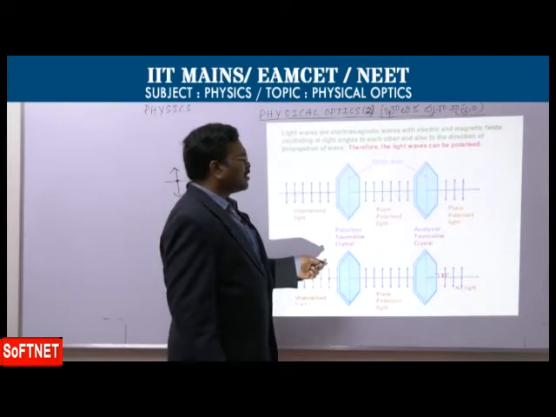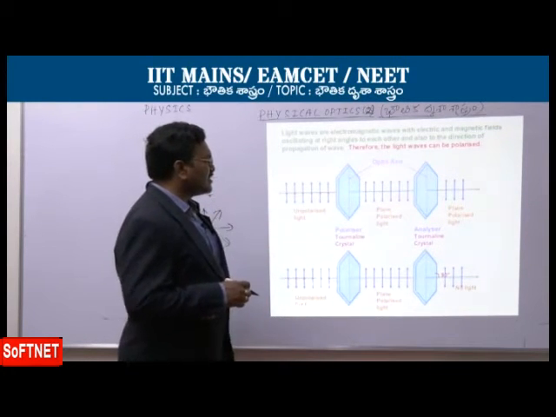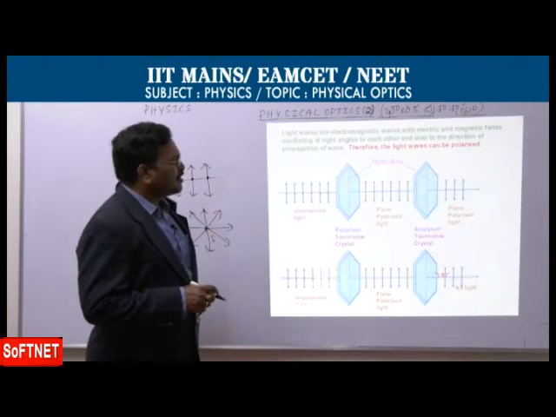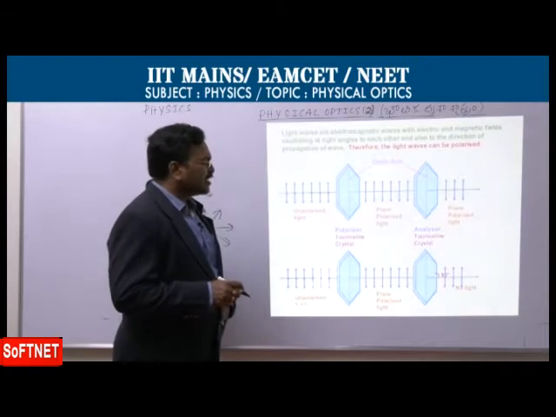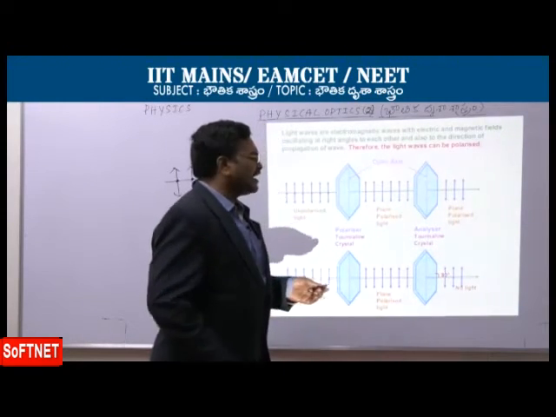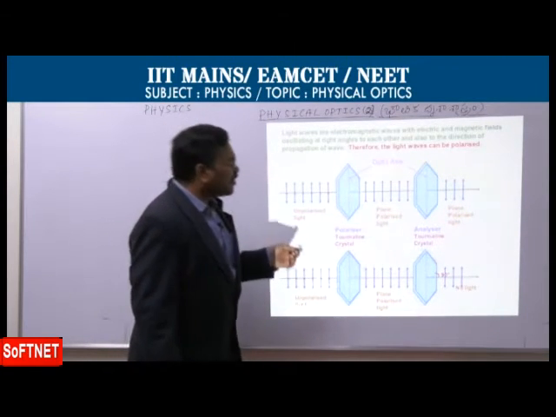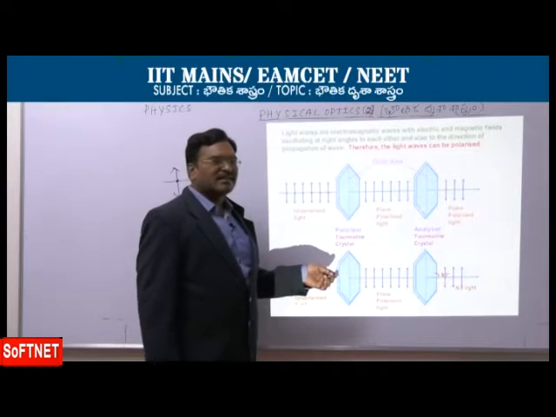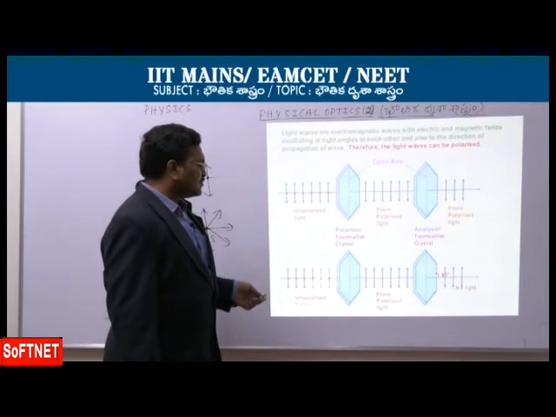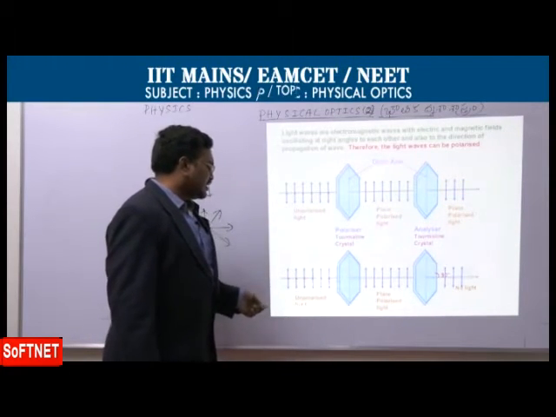Now these are called what? Polarized light. If unpolarized light is incident on the tourmaline crystal, it absorbs the dot components, and we are getting only parallel components. Now it is polarized light. If polarized light is incident on another crystal, that is called what? Analyzer. If unpolarized light is incident on the crystal, that is called the polarizer. If polarized light is incident on the same tourmaline crystal, then it is called the analyzer. Again we are getting plane polarized light. Here, same thing.